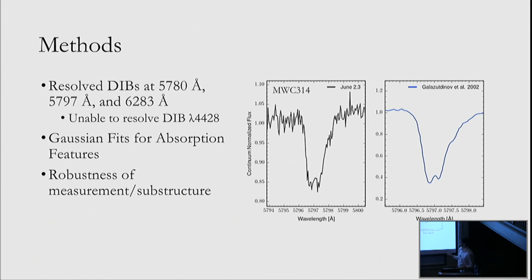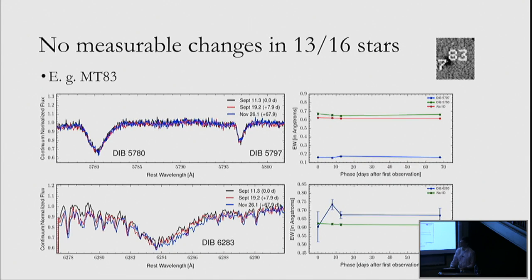So I feel confident to talk about the substructural changes that we see in these features. No measurable change was found in 13 out of 16 of the stars. Here's an example of one of the stars that didn't show any change, MT83. Looking at principally these three DIB features, you can see the equivalent width over the observation periods stayed very constant, and the same thing with the equivalent width of this DIB at 6,283, all within error bars. We didn't see any significant change here.